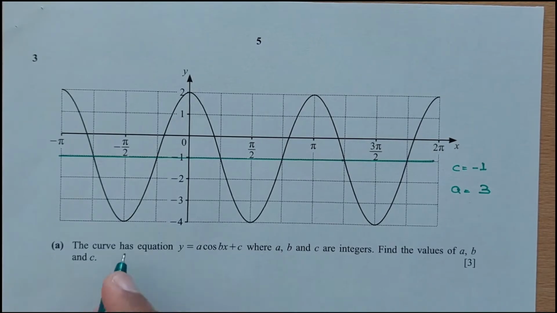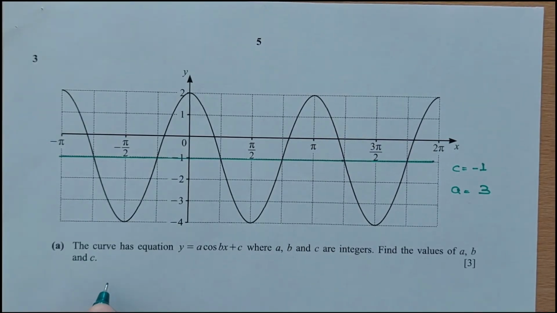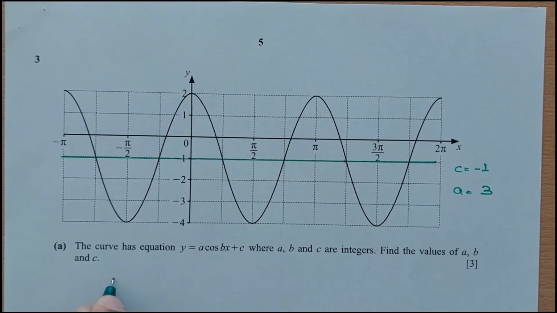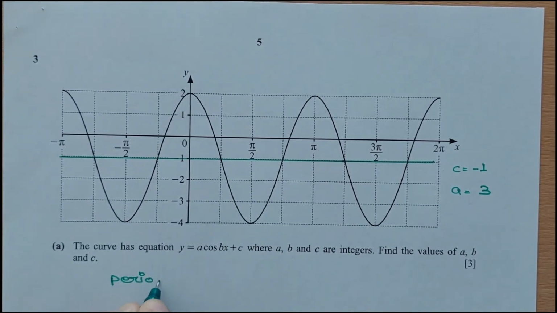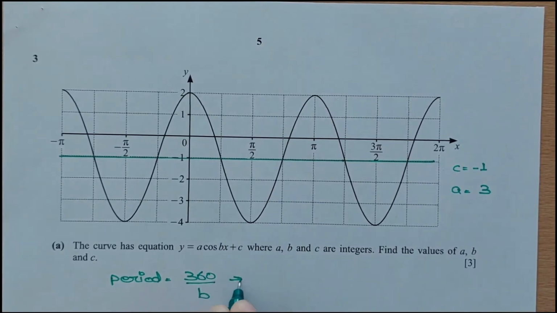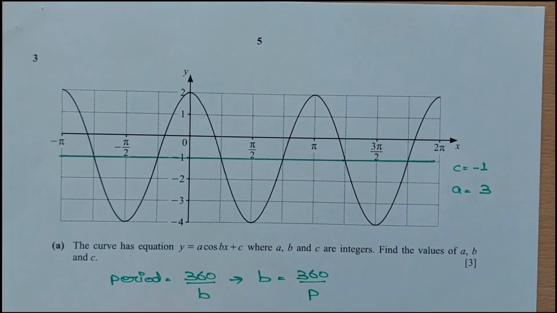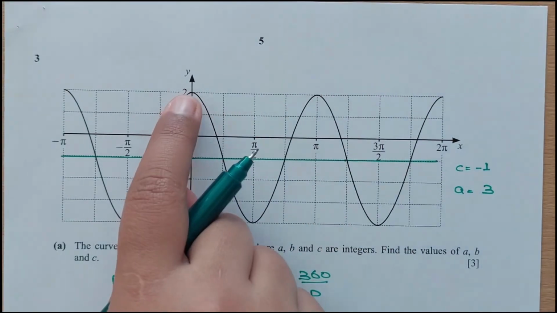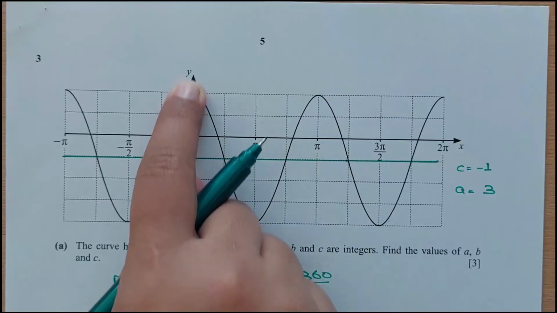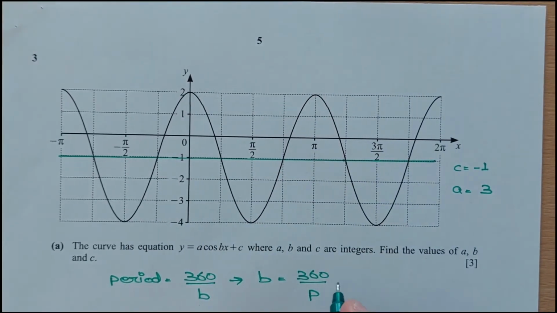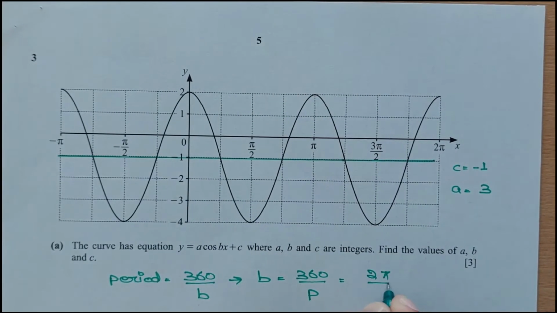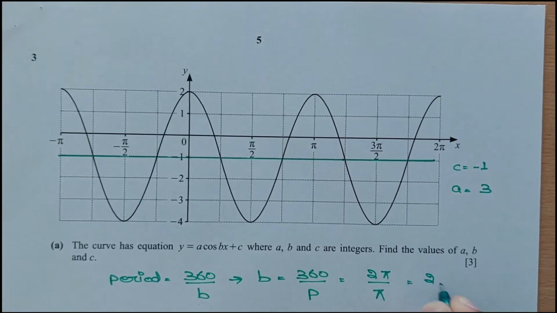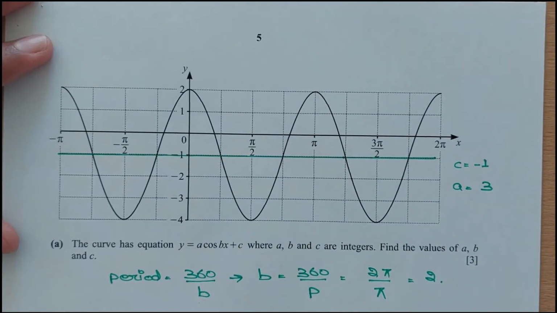And to get the value for b, we have to use the period. This is a cosine curve, and the period of cosine is 360, or you can use 2 pi. So period equals 360 divided by the b value, right? And to get the b value, we can do 360 over the period. Okay, so what is the period? Period is one complete cycle from one maximum to another maximum. So it starts from x equals 0 and ends at x equals pi. So the period is pi. So 2 pi divided by pi equals 2. So the b value is 2, a is 3 and c is minus 1.